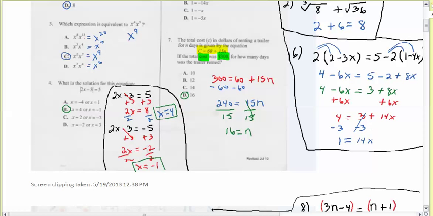And I did the same thing over here. I added 3 to both sides and I got a negative 2, and I divided by 2 and I got x is equal to negative 1. And that's how I got that answer there.